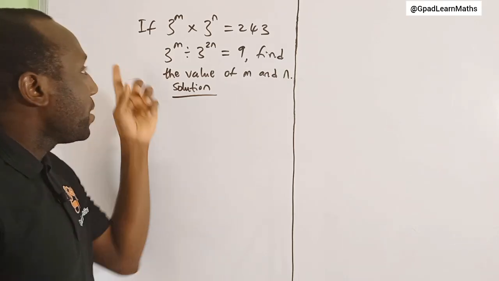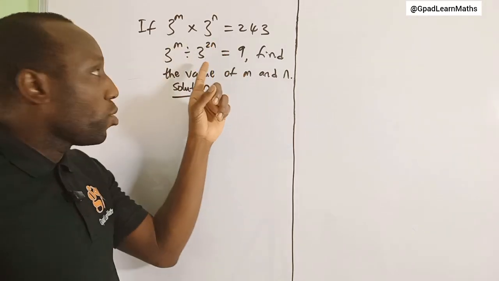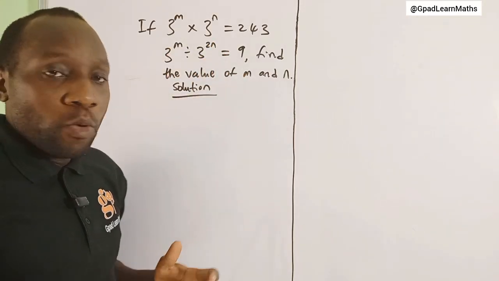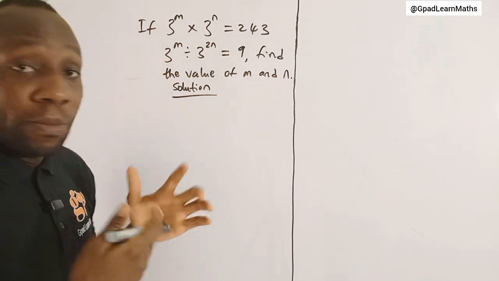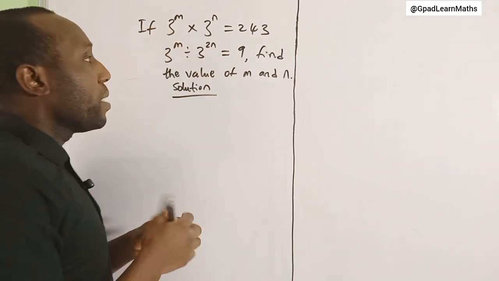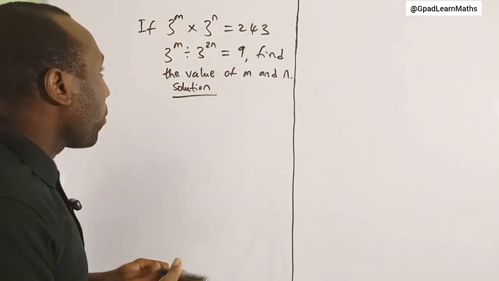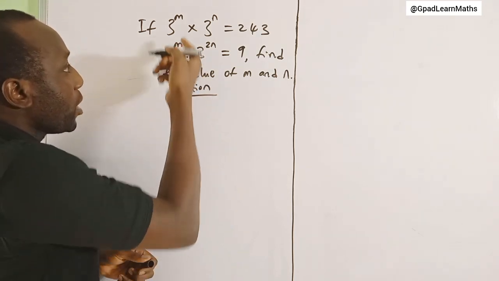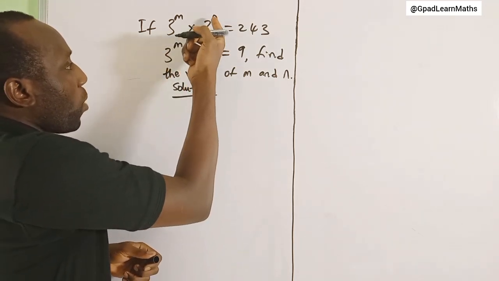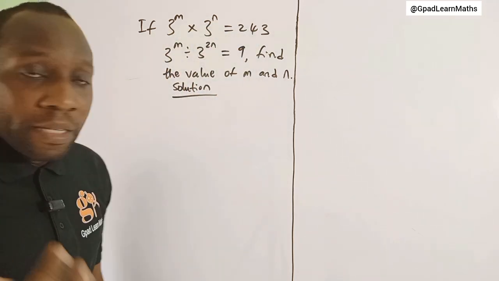Good day, viewers. In this video, we'll be looking at these two exponential equations, so we're going to be solving them simultaneously. But first, we need to make them linear equations. I'm going to start with the first one, which is 3 raised to the power m times 3 raised to the power n is equal to 243.